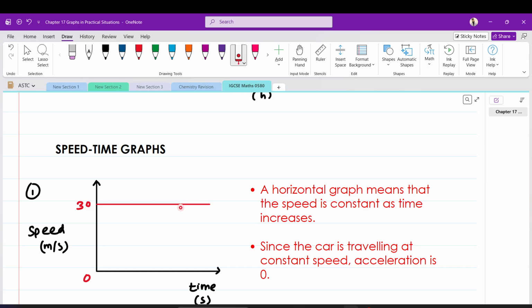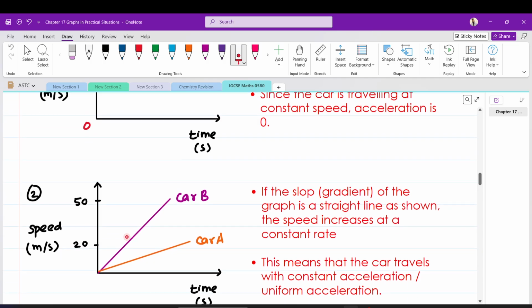Since the car is traveling at constant speed, the acceleration is zero, because the meaning of the word acceleration is the increase in speed. If the speed is constant, that means there is no increase in speed and hence there is no acceleration. So let's say that our speed is constant at 30 meters per second.